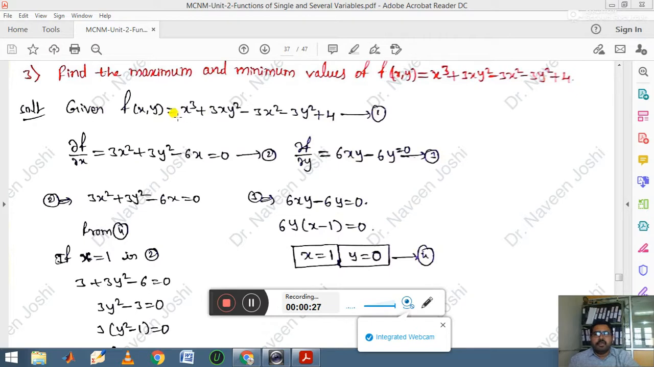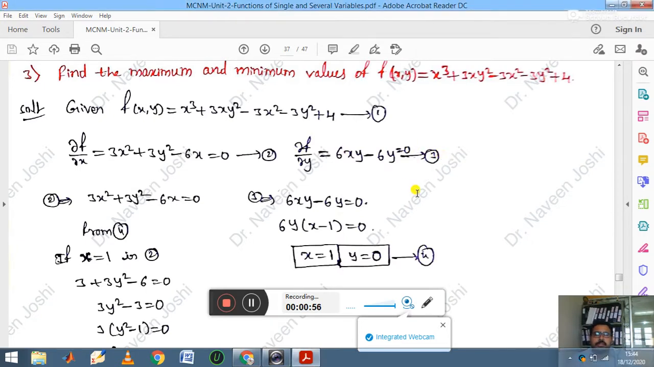Step 1, find first order derivatives, that is dou f by dou x. If you differentiate the given function with respect to x, you are getting 3x square plus 3y square minus 6x. You equate it to 0 and take it as equation 2. Then the same function you differentiate with respect to y. Then you are getting 6xy minus 6y equals 0. You take it as equation 3.